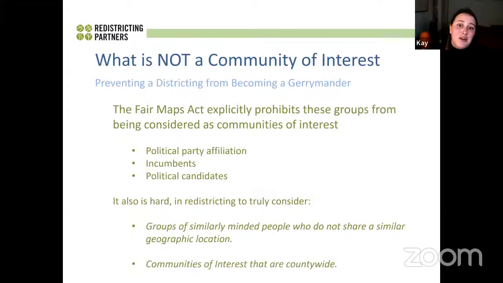While we defined what a community of interest is, let's definitely understand what a community of interest is not. The Fair Maps Act explicitly prohibits the following groups from being considered a community of interest. These are political party affiliations, incumbents, and political candidates. And then it's difficult in redistricting to truly consider groups of similarly minded people that do not share a similar geographic location, and also communities of interest that are district-wide, county-wide, or city-wide.